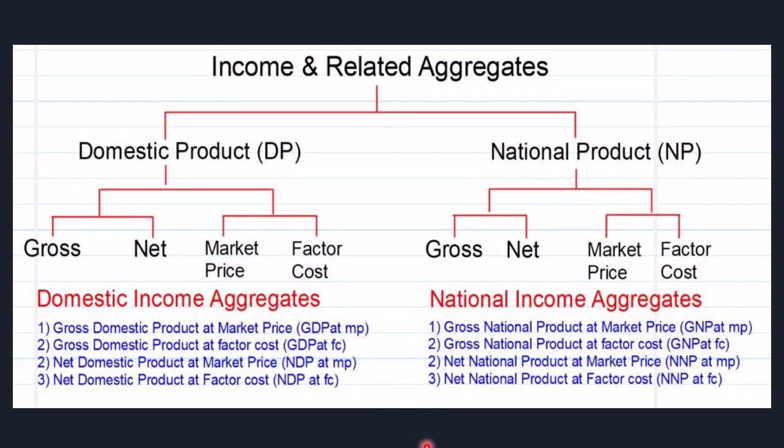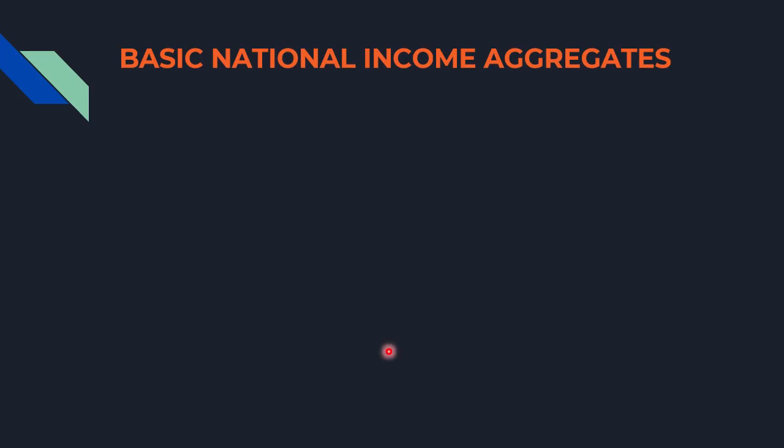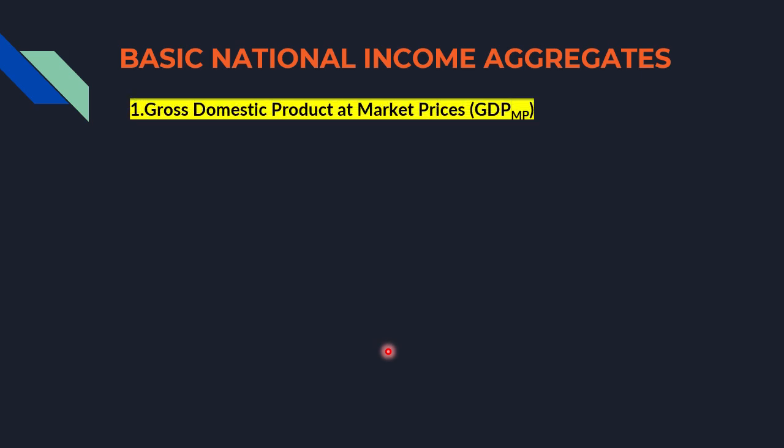GDP-MP is gross domestic product at market price. तो हम इस टर्म से ही समझ सकते हैं कि इसका मतलब क्या है. ग्रॉस मतलब टोटल gross value of goods and services produced within the domestic territory at market price. ठीक है, तो हम इसको कैसे डिफाइन करेंगे.